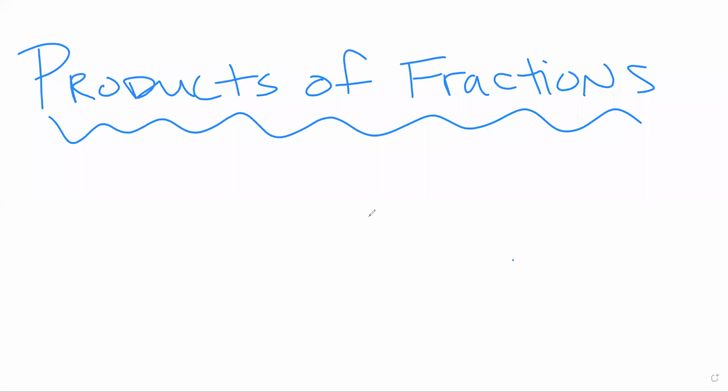Hey, it's that time again as we continue to go down our journey of fractions. And today we are going to be talking about the products of fractions. And yes, if you've noticed, just fractions. No, I'm not talking about whole numbers. We're going to talk about what happens as we start to multiply a fraction by a fraction.